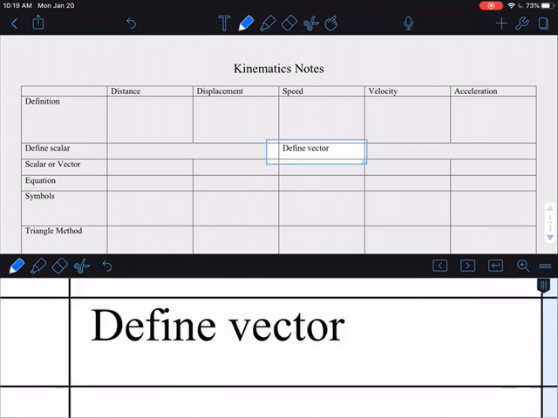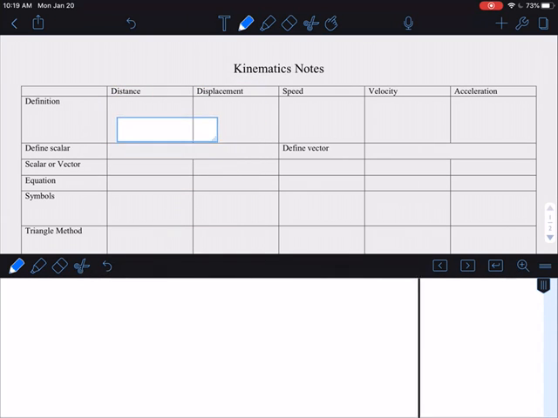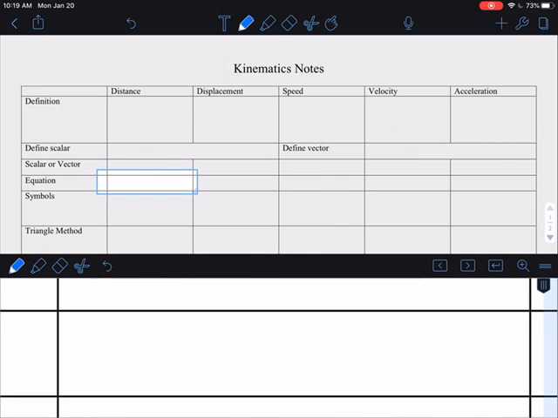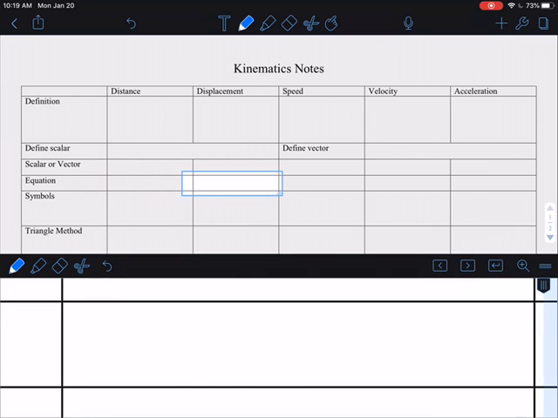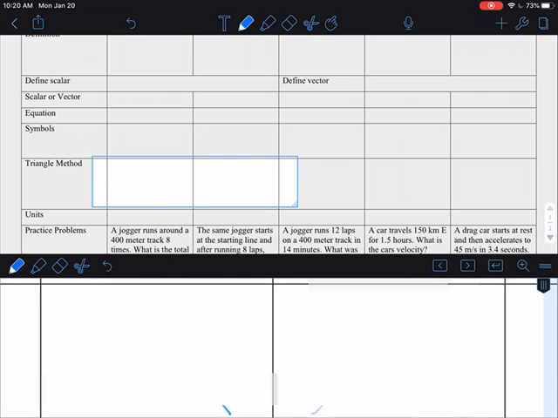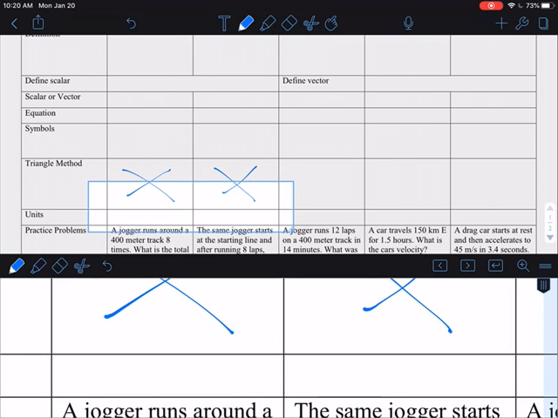At some point, what I would like you to do is fill in these two columns of distance and displacement, giving the equation for distance, and really there's no equation for distance, it's just total path traveled, and then the equation for displacement. When you get down to these two columns, just cross out these two points, right? There is no triangle method for distance and displacement. And I would like to cover the units for distance and displacement before we jump into speed and velocity.